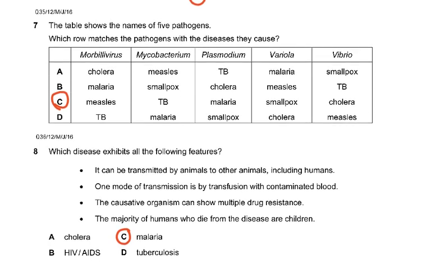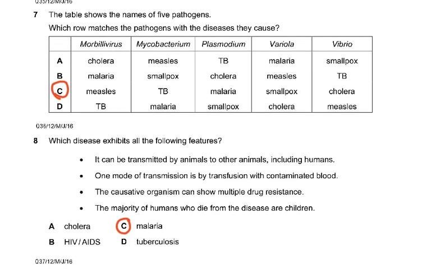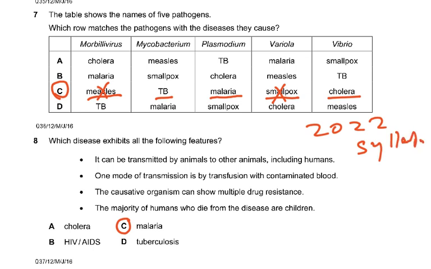Then question number 7. The table shows the names of 5 pathogens. Which row matches the pathogen with the disease they cause? Morbilli measles, Mycobacterium TB, Plasmodium malaria, smallpox variola, and Vibrio cholera. Smallpox and measles has been removed from the 2022 syllabus. So please remember, those students taking the exam next year, don't do this.